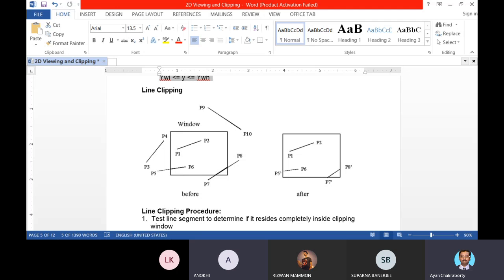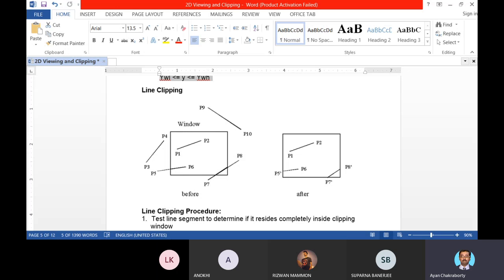Having any one common point. Yes, tell me, Anokhi. Having a common point at the point of intersection. Absolutely, exactly. Very good. Common point. If there is any common point between these two straight lines, then we can say that these two straight lines are intersecting with each other. Absolutely correct.